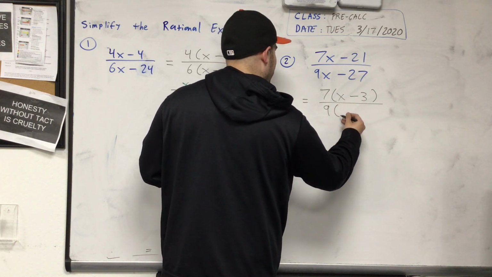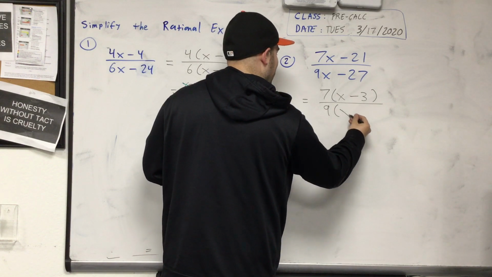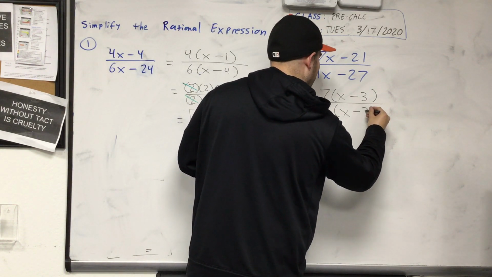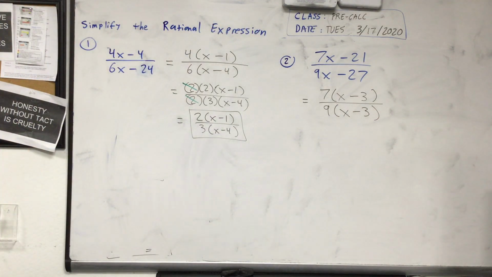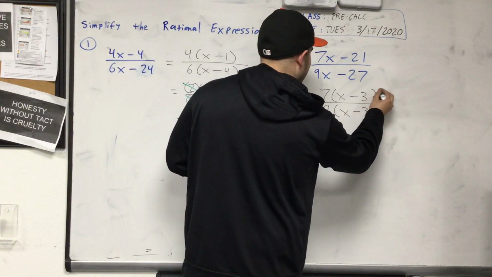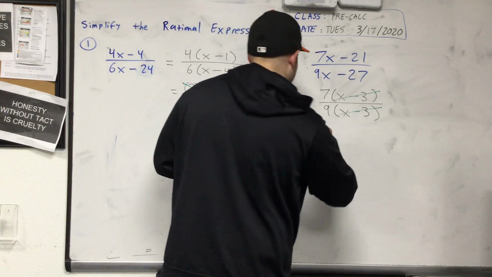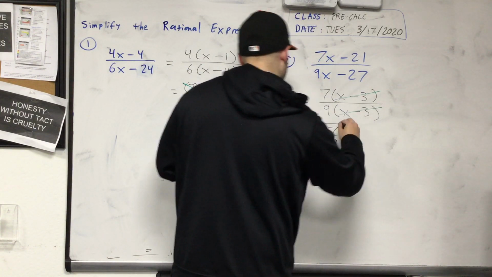9 times the quantity, 9 times what is 9x? That would be 9 times x. 9 times what is negative 27? That would be negative 3. Is there anything that can cancel out here? On the top and bottom, it looks like we have a factor of x minus 3. So I'm going to cancel out x minus 3 on the top and bottom, leaving me with just 7/9. That's very neat.